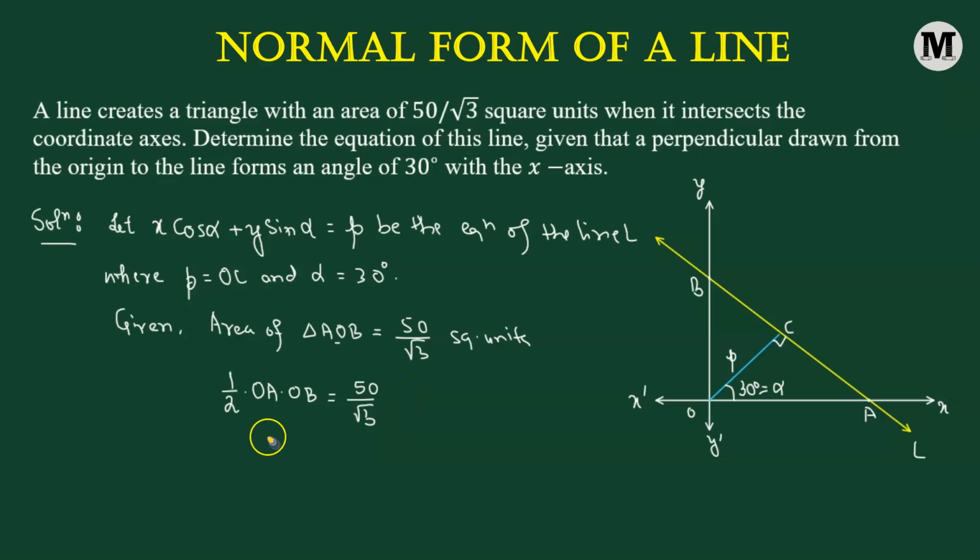Let's label this as number 1. We'll come back to this in a moment. Our goal will be to determine the values of OA and OB. Let's start by first computing OA.